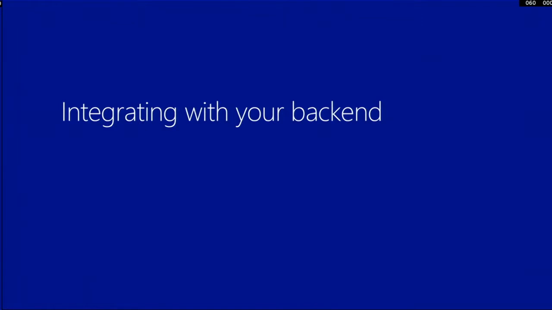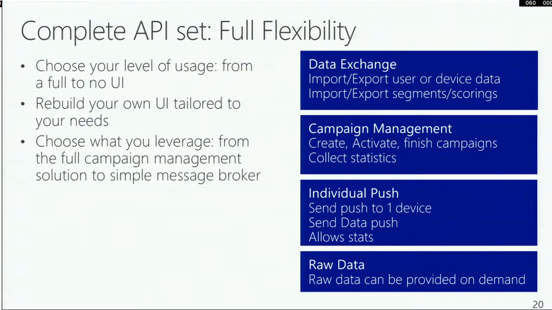But we didn't want to stop there. We wanted to make sure that some of these campaigns that are powerful or that can be automated are actually integrated with our backend. And that's where we have a set of APIs that come into play, where you can actually import data into the platform. For example, user or device data, such as, I don't know, scoring, or it can be an expiration date, whether it's a premium customer or not, etc. So you can really import data from other sources.